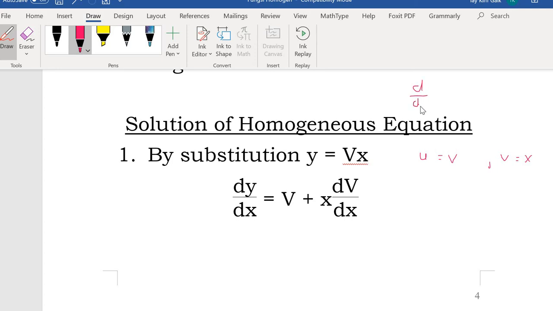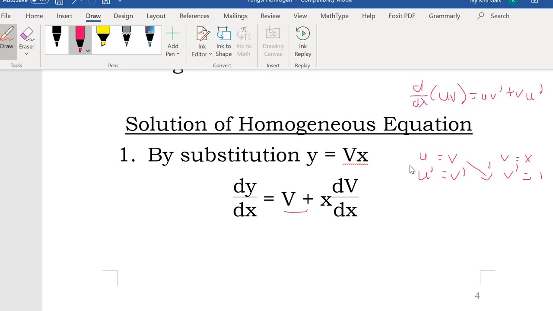Normally, when you want to differentiate a product form, you put d/dx of uv. Differentiating a product form, you have u v prime plus v u prime. So if u is x, then u prime will be equal to 1. So you have u v prime, which is x, v prime is dv/dx, and v u prime, which is v times 1, v here. So we differentiate vx using the product rule.